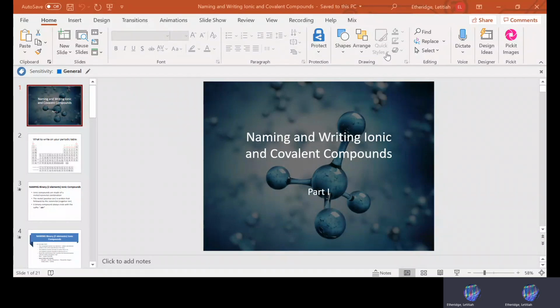Hey guys, so we are starting the second portion of our deep dive into ionic and covalent compounds. And we're going to start talking about how you name these compounds. Okay, so this is naming and writing ionic and covalent compounds, part 1.